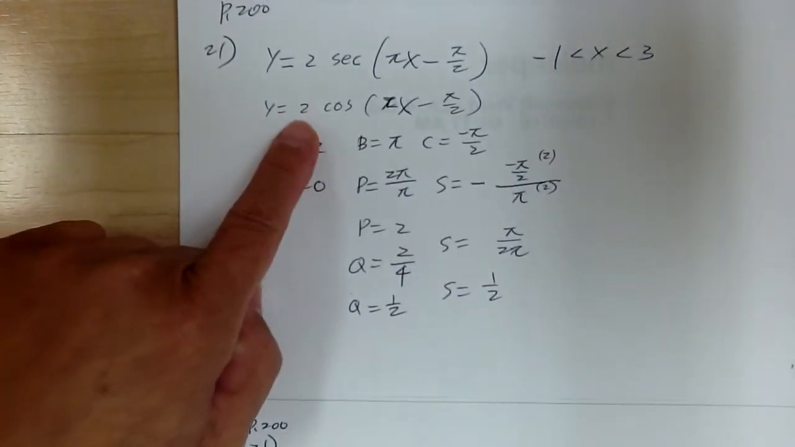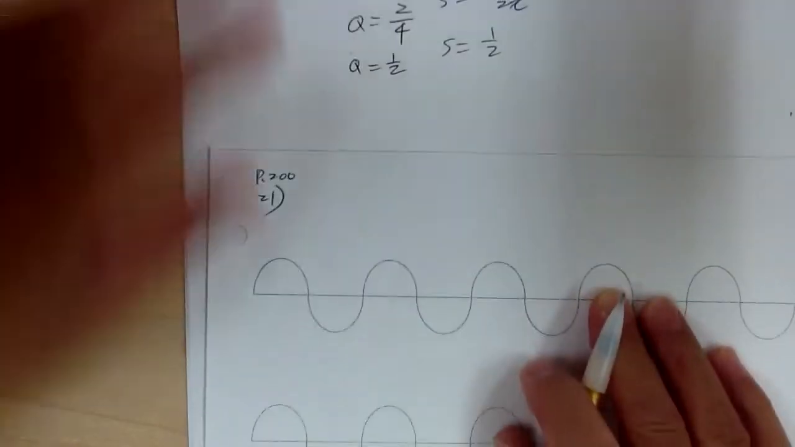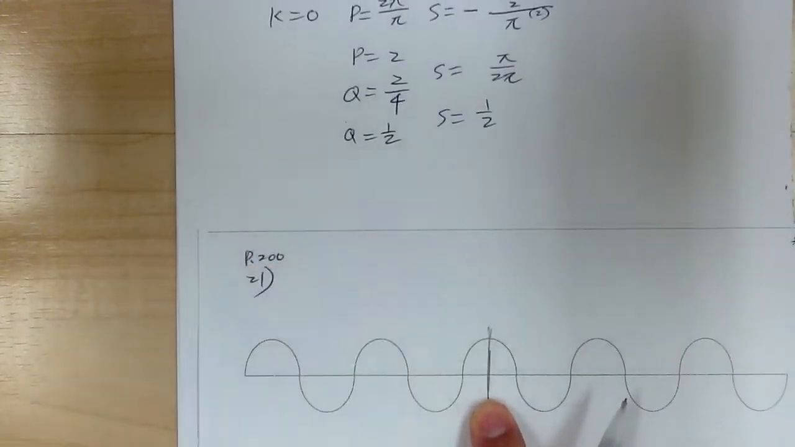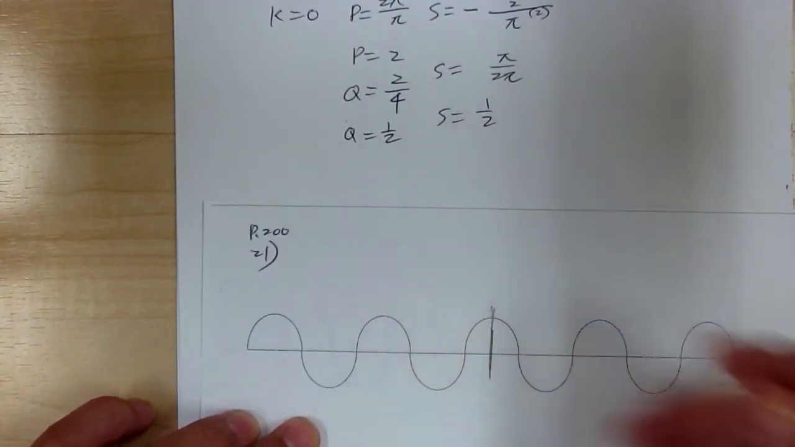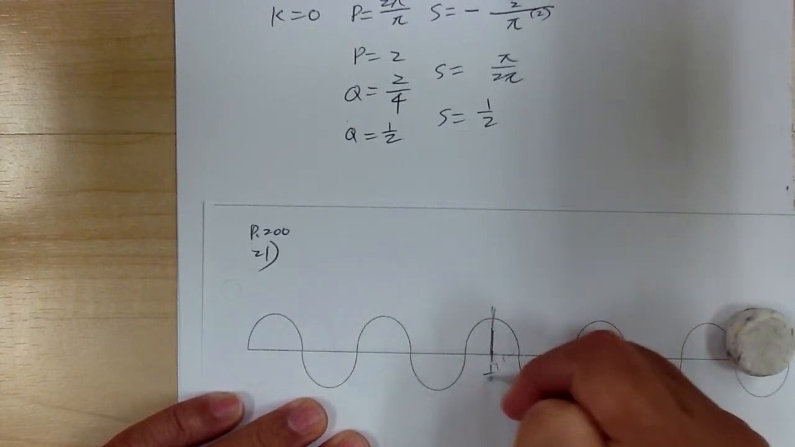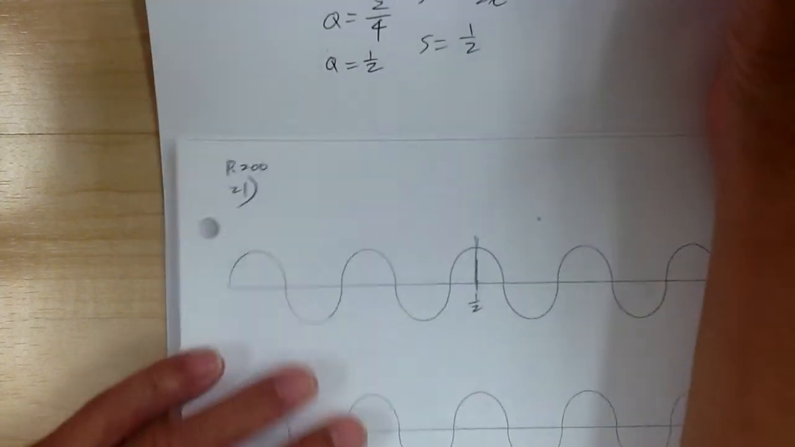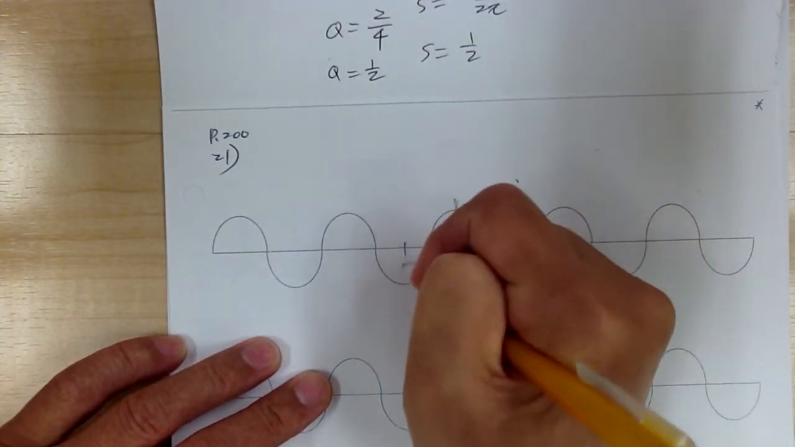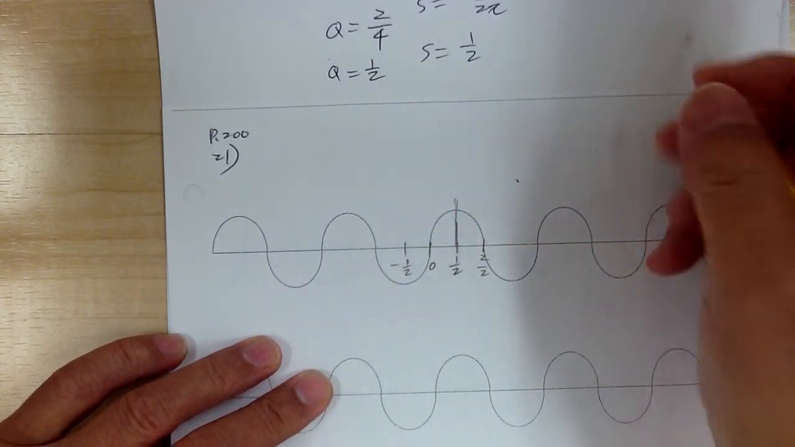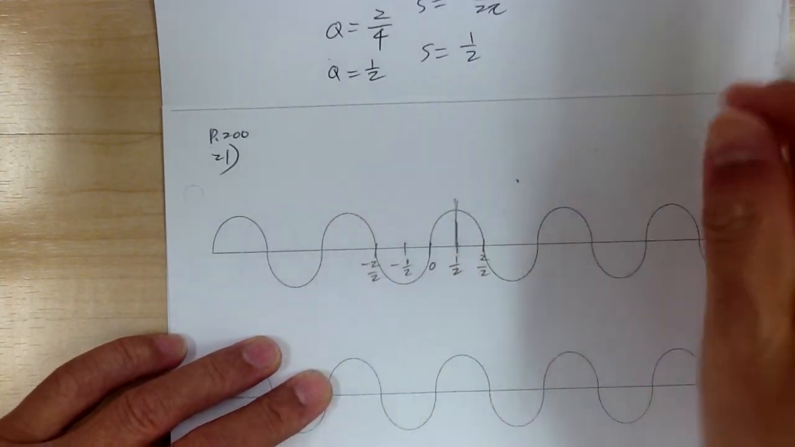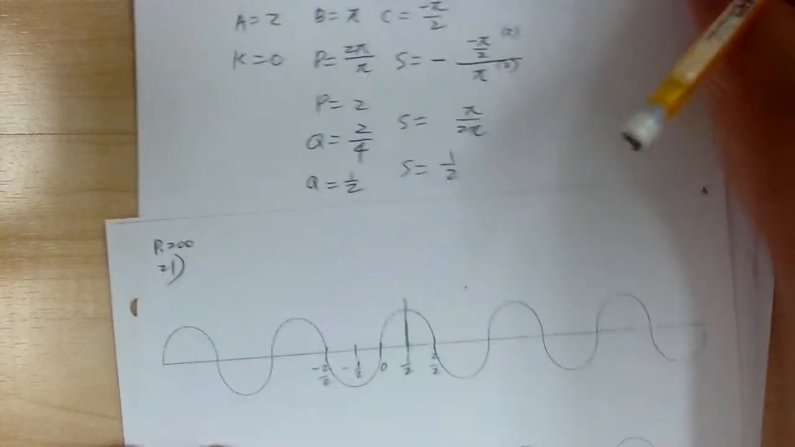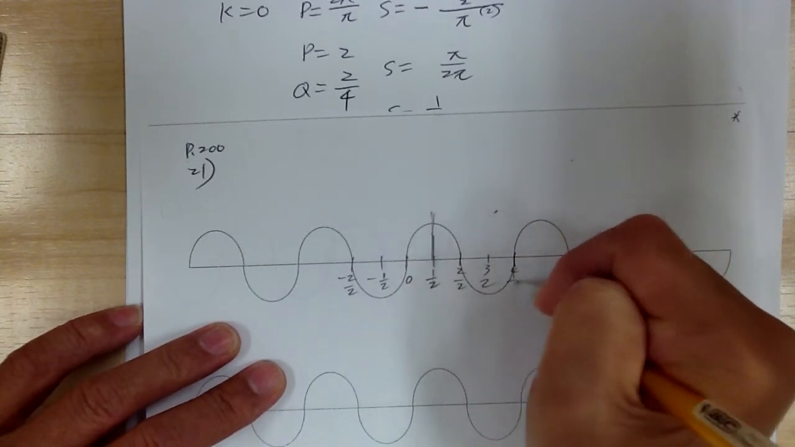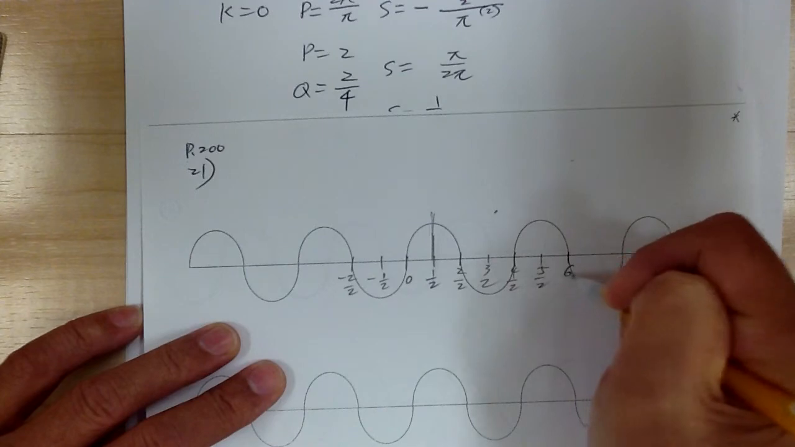Okay, so pretend you're going to graph the cosine. So cosine starts right over here. Okay, and that would be your starting value. Okay, starting value would be 1/2. So this would be 1/2. And the q is also 1/2. So that means each division is 1/2. So here's your 0, -1 over 2. And here would be -2 over 2. And you want to go all the way from -1 to 3. So you have to go all the way to 6 over 2. So 3 over 2, 4 over 2, 5 over 2, 6 over 2.